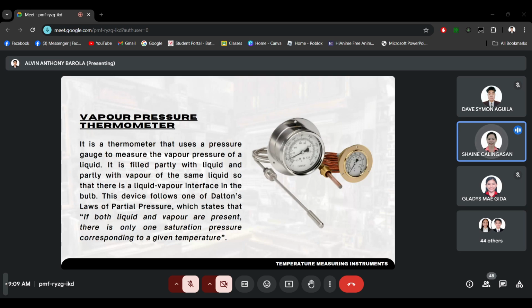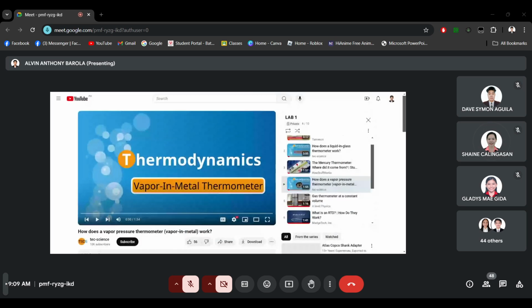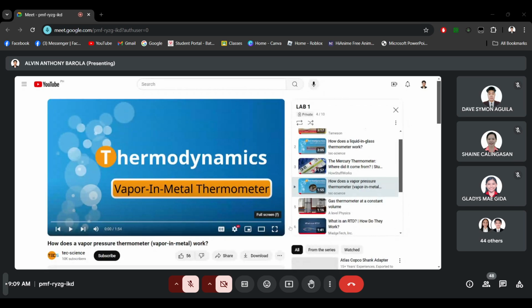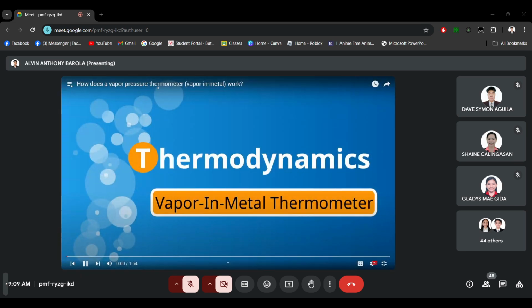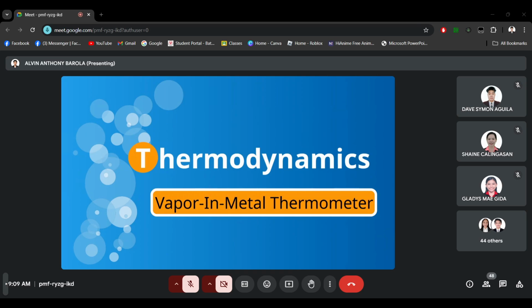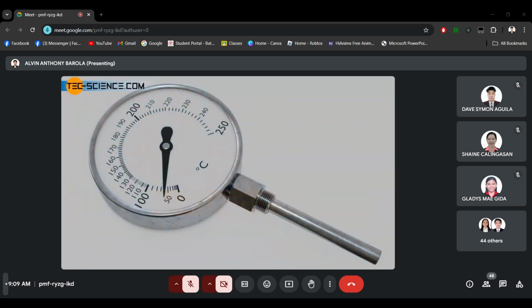Here's a video about vapor pressure temperature. In this video we will deal with the design and operation of a vapor in metal thermometer. So let's get started. The less popular vapor pressure thermometers operate on the same principle as liquid in metal thermometers or gas in metal thermometers. For this reason, they are also referred to as vapor in metal thermometers.